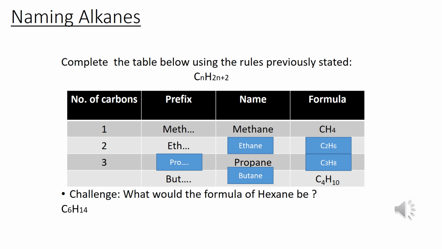So the key formula for alkanes is CnH2n+2, like how I've written just above the table. Use that formula to work out the formula for each one of the hydrocarbons. If you didn't get the formula correct, you can always double check. And the challenge question, the formula for hexane would be C6H14.